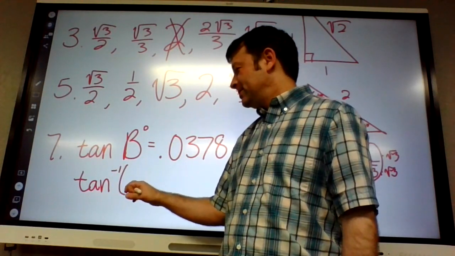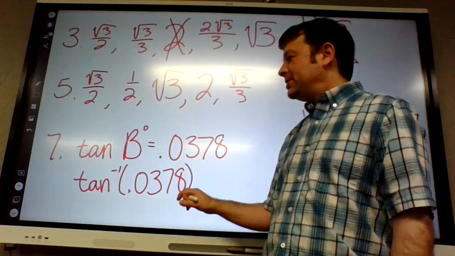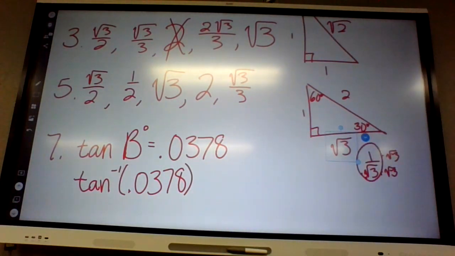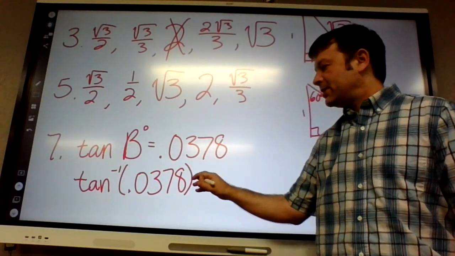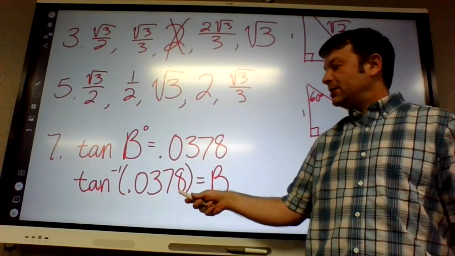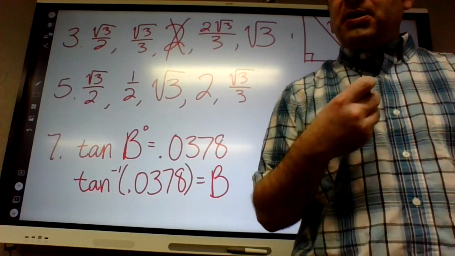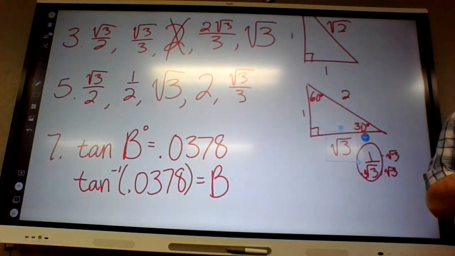I got the answer. Okay, yeah, it's called tangent inverse. So tangent of the angle spits out the ratio, but tangent inverse of the ratio spits out the angle. So you have to plug in tan inverse of this. And the directions say round to 1/10 of a degree.